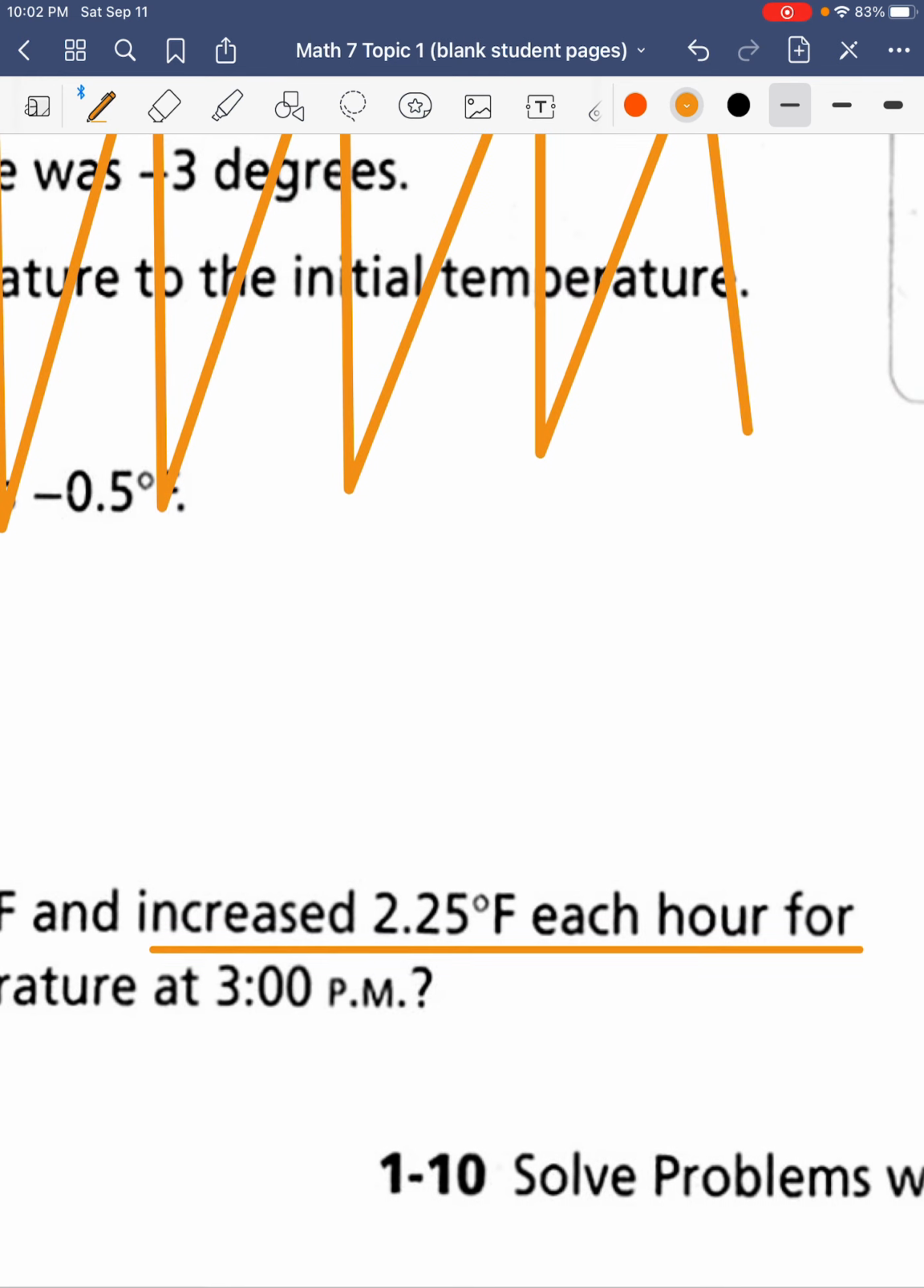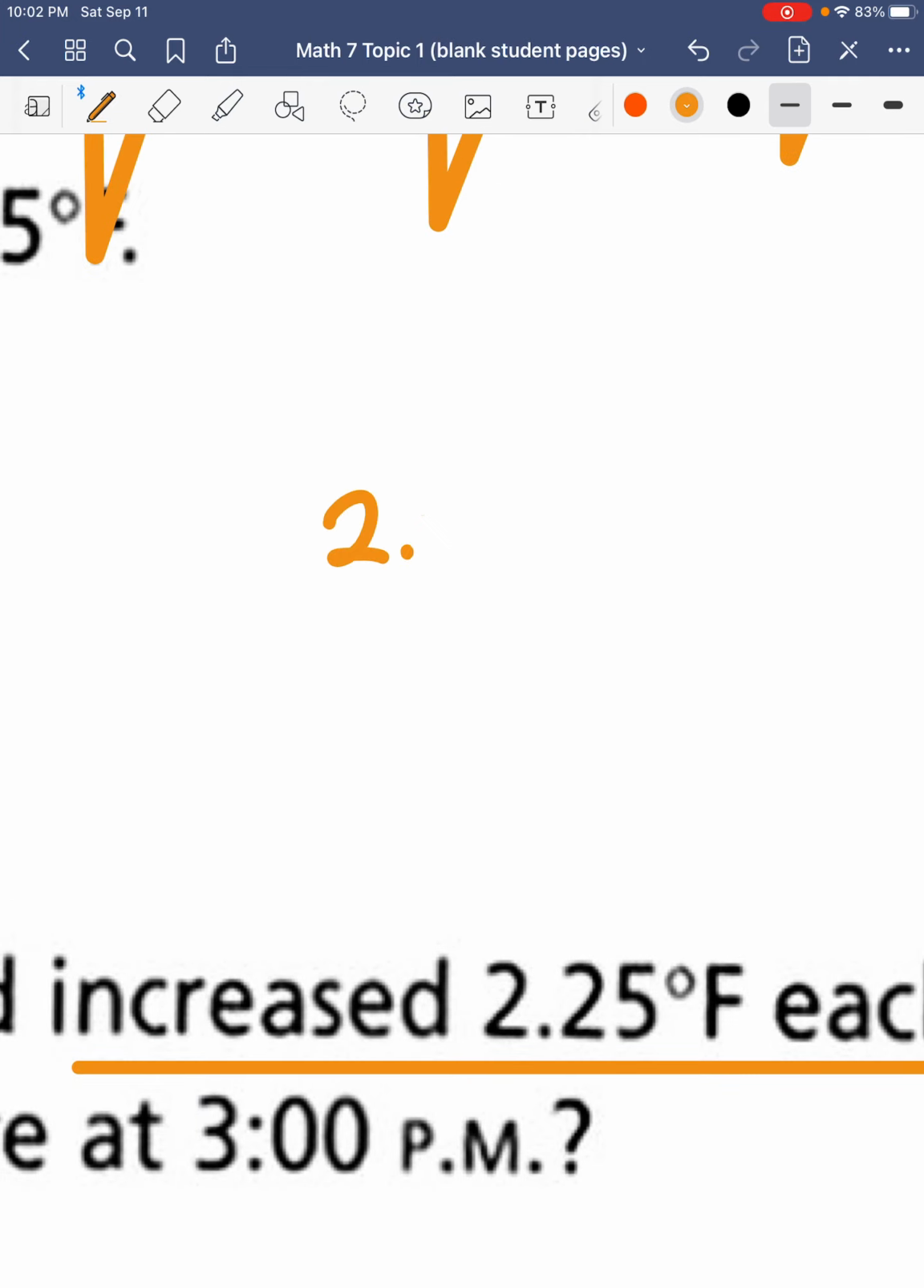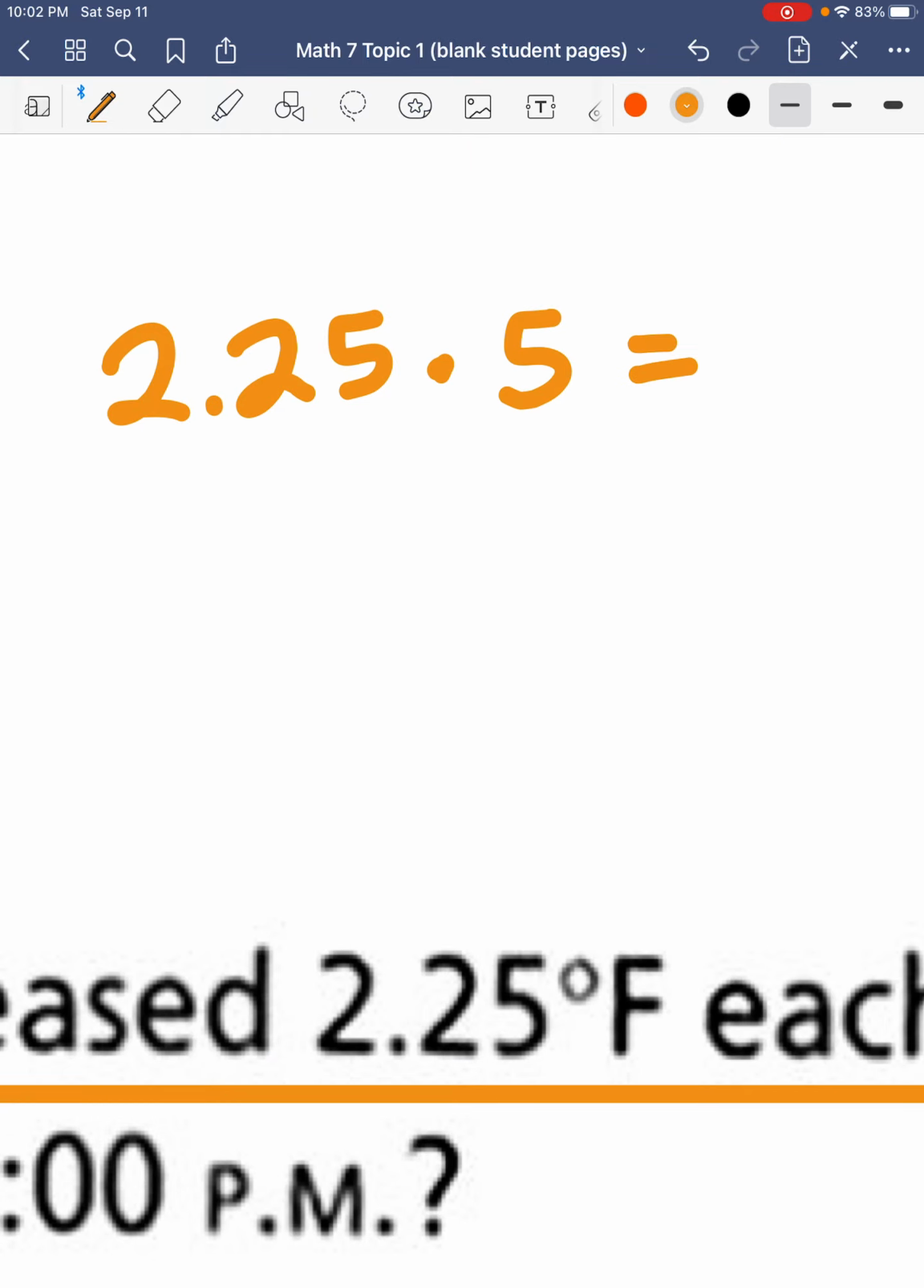So the temperature increases 2.25 degrees. So 2.25 needs to be positive because it's increasing. And it increases that amount for the next 5 hours. So I'm going to multiply that times 5. So I don't know this off the top of my head, so I'm going to stack.